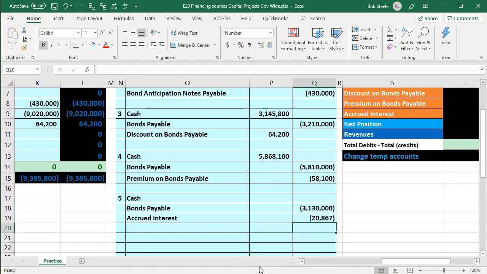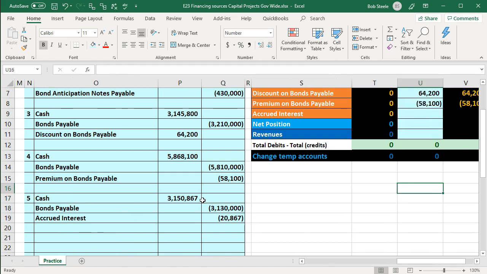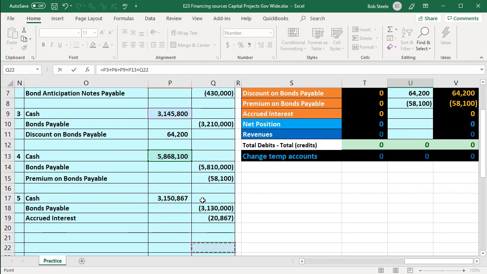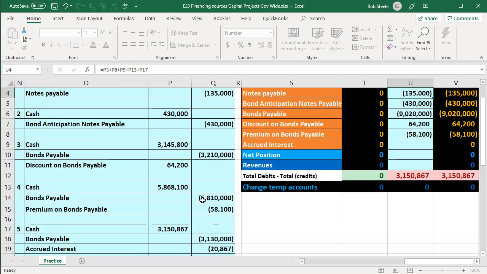So now we're going to say that the cash is going to be the negative sum. This is the plug formula of these two. So we got the 3,150,867. So let's post this out. So here's going to be the cash. We're going to scroll back up to post the cash. We are in U3. I'm going to say F2 plus F2. Scroll back down, and we'll pick up that 3,150,867.